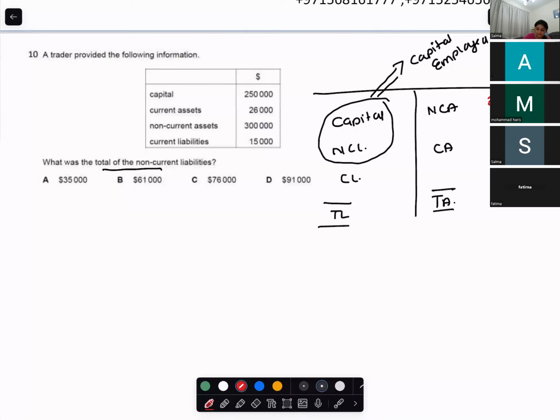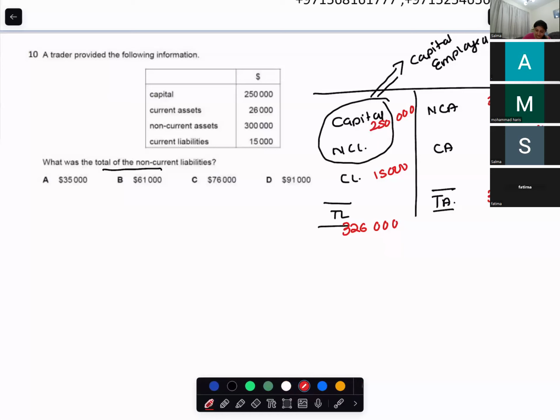So non-current assets of 300,000, current assets of 26,000. Okay, and then we have capital of 250,000. We have current liabilities of 15,000.